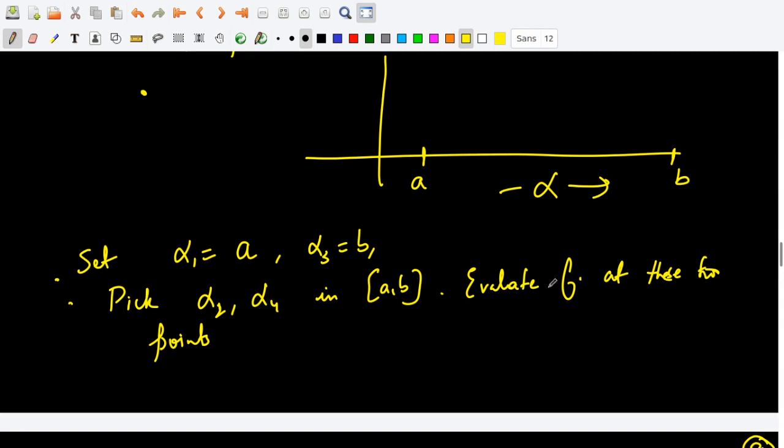Okay, so let's look at an example. So this is my alpha 1, this is my alpha 3. Let me pick some equispaced points here. So let this be, let me be consistent with the book.